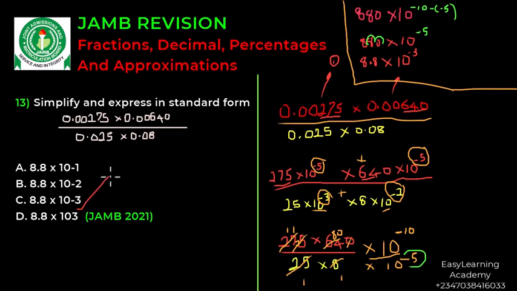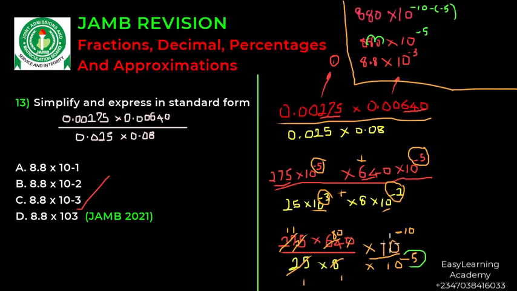Option C is correct. So that was the correct option. So this was quite very simple. We were given this to express in standard form, and for us to do that, what we simply did was convert each of them to standard form. So 0.00275, we converted it to standard form, and that gave us 275 times 10 raised to the power minus 5. We did the same to all of them, and we isolated all the numbers. We ignored all the powers at first. So we had 275 times 640 divided by 25 times 8.